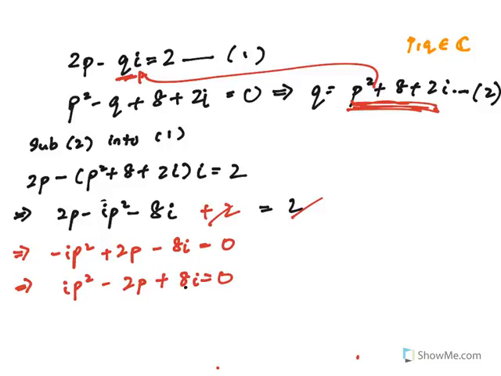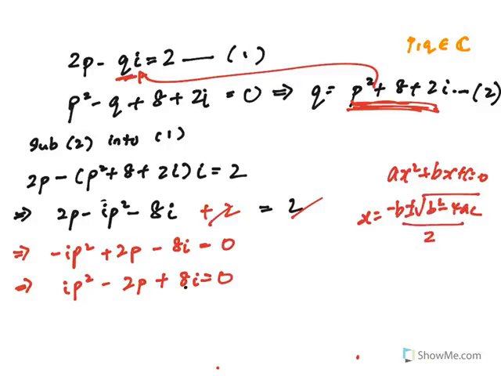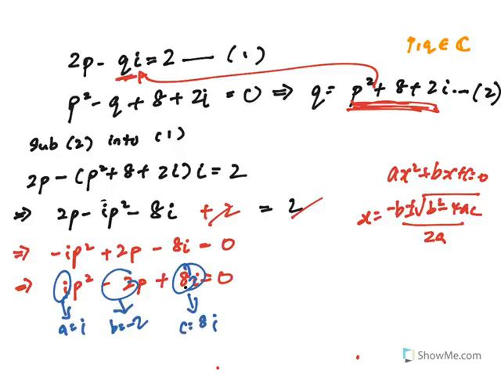So your quadratic formula that you learned in the past, remember ax squared plus bx plus c, the favorite secondary three E math: x equals negative b plus minus square root of b squared minus 4ac, over 2a. That's precisely what we're using to help us solve the quadratic equation. Here I recognize that a is i, b is negative 2, c is 8i. With that, I just use my quadratic formula.